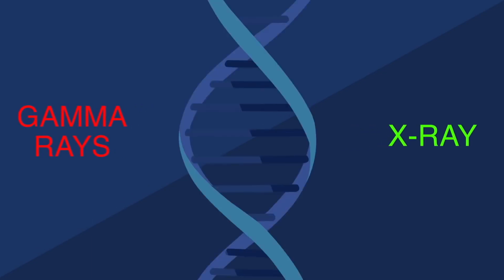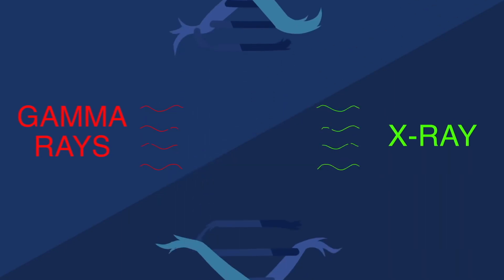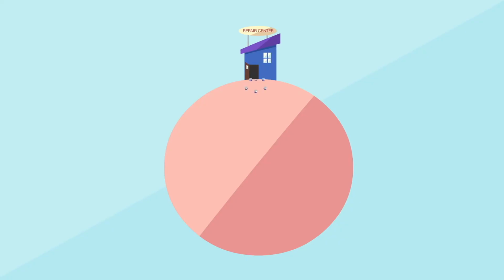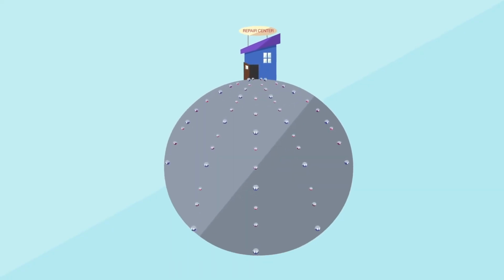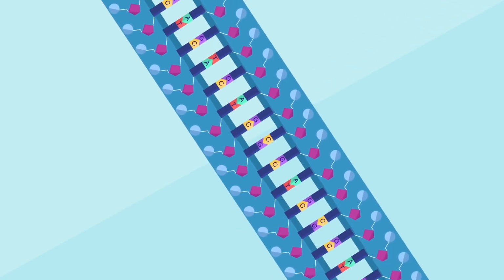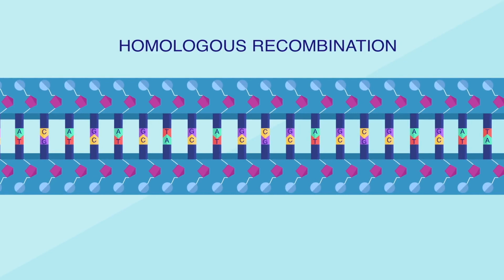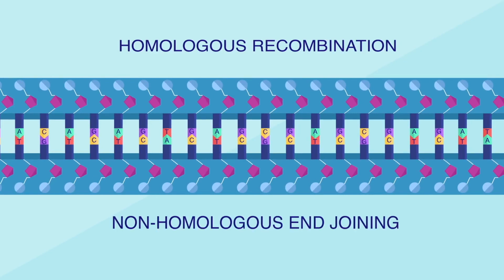Very high-frequency radiation, like gamma rays and X-rays, cause a different kind of damage. They can actually sever one or both strands of the DNA backbone. Double-strand breaks are the most dangerous. Even one can cause cell death. The two most common pathways for repairing double-strand breaks are called homologous recombination and non-homologous end joining.